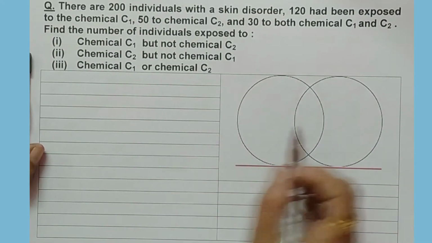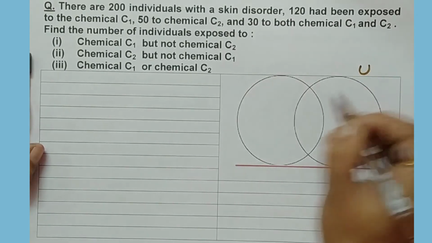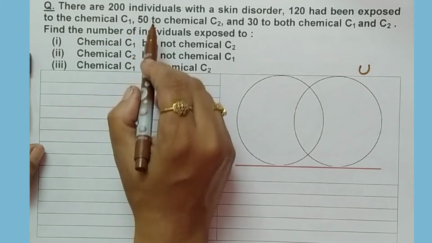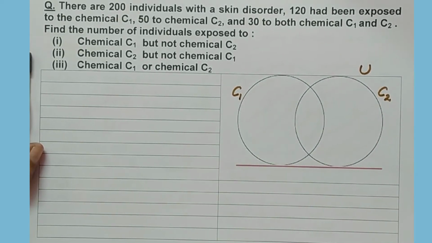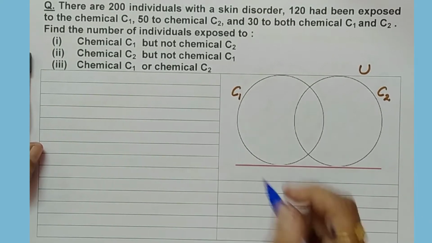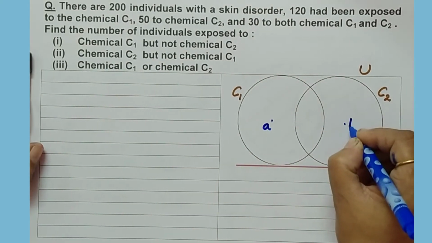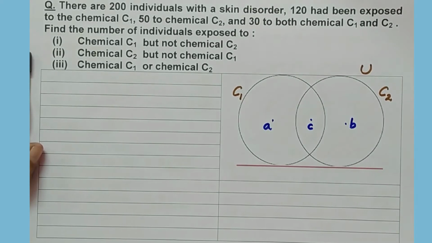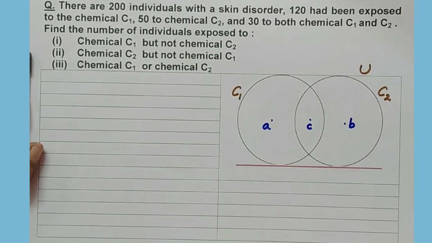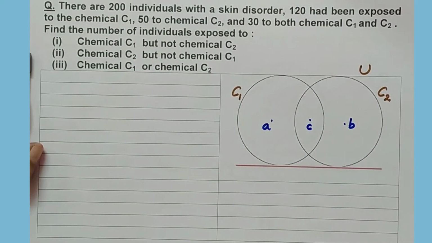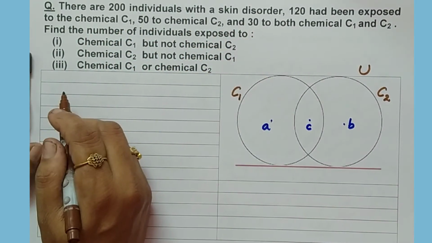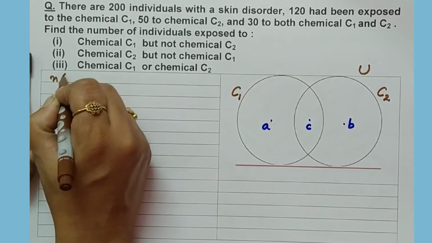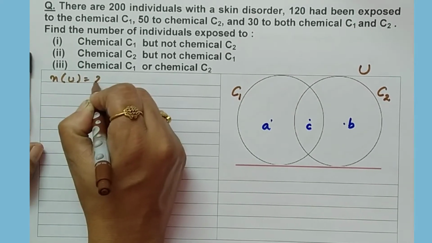At first, what you want to do? Mark the universal set and the given sets, here marked as C1 and C2. Two sets are mentioned here. After marking all these, you need to mention the elements in the set as here A, here B, here the common element C. Then, again read the question. There are 200 individuals with a skin disorder. So, 200 elements will be there in the universal set.